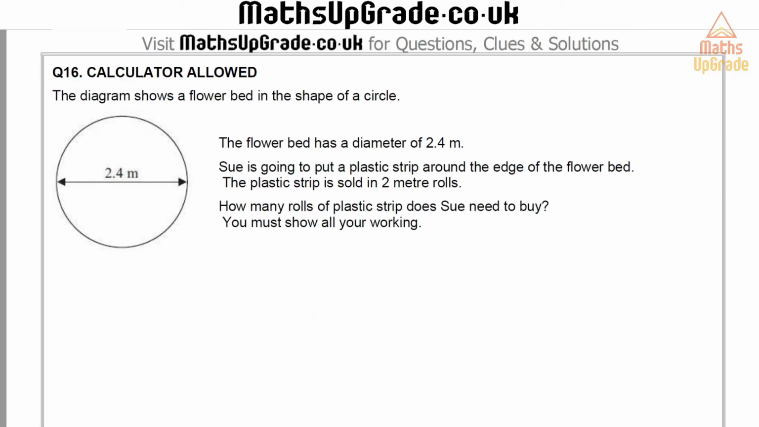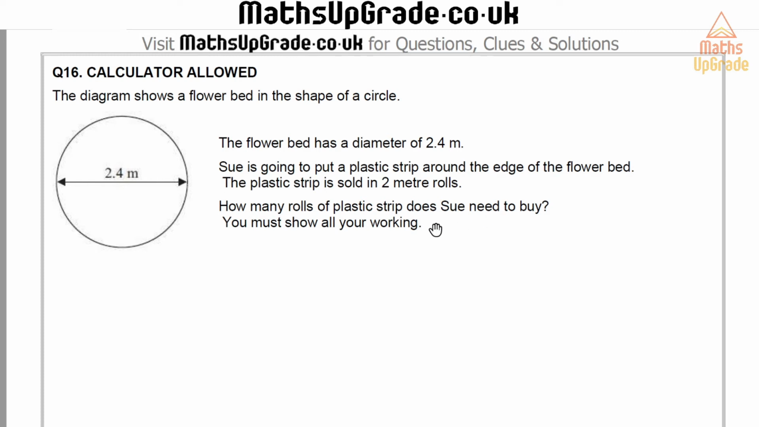Question 16. I've given a diagram which shows a flower bed in the shape of a circle. The flower bed has got a diameter of 2.4 meters. So that means that the distance from edge to edge, straight through the middle, is 2.4 meters. Sue's going to put a plastic strip around the edge of the flower bed. The plastic strip is sold in 2-meter rolls. How many rolls of plastic strip does she need to buy? You must show your working.